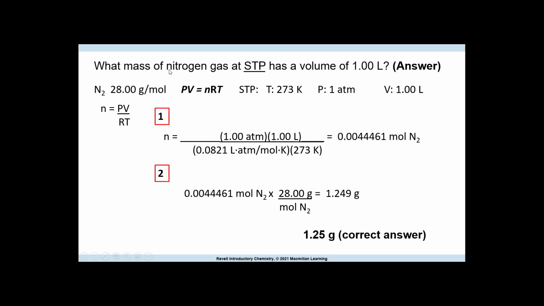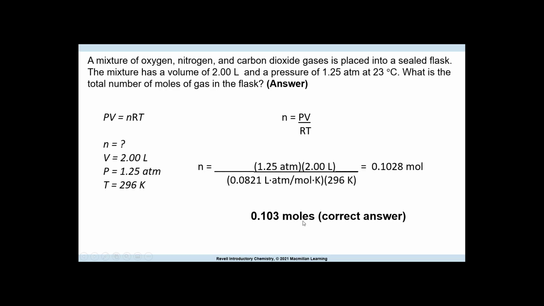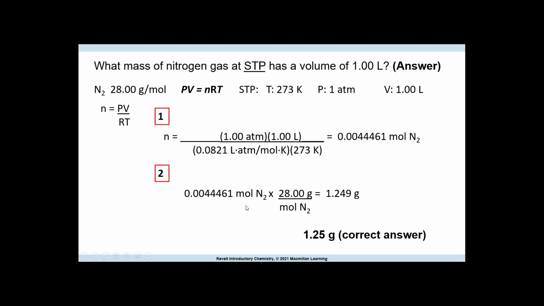It's asking for the mass. So what we've shown you in the past is that we can get the moles, and then all we have to do is one more step with whatever the identity of the gas is using the molar mass. The moles will cancel out, and it'll give us grams. So this is not a difficult problem. It's just one more additional step. So in this case, we plug in everything we have: our pressure, our volume, our gas constant, and our temperature. That gives us the moles of nitrogen gas, but it's asking for the mass.